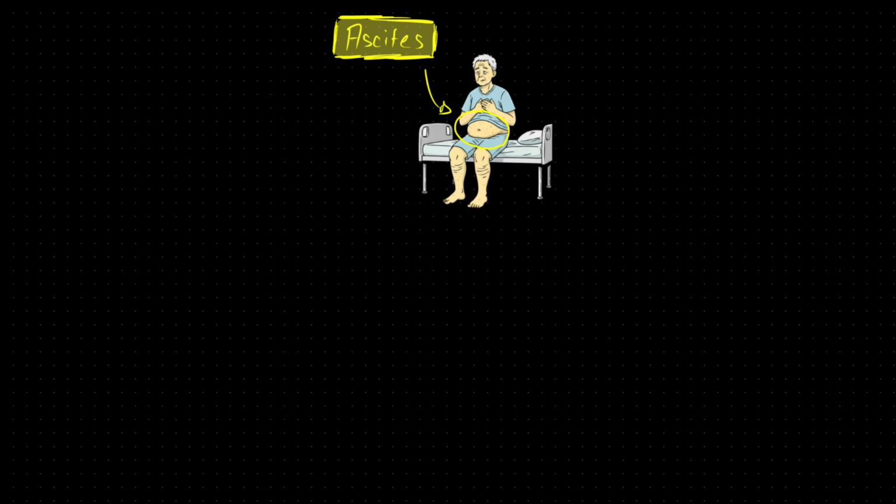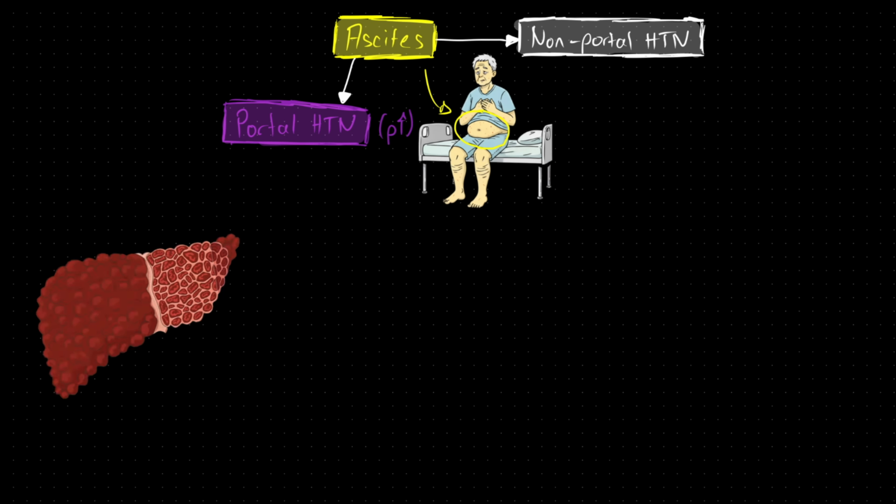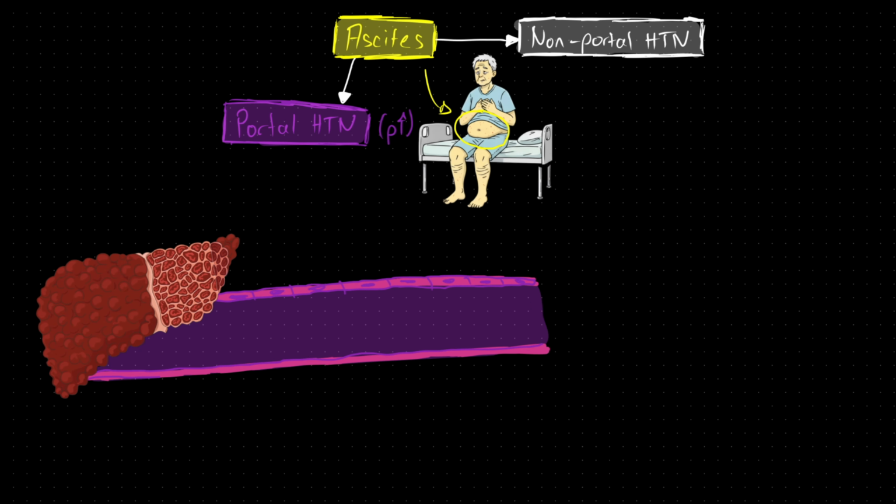First of all, we divide the causes into two main groups, those related to portal hypertension and those that are not. Portal hypertension simply means that there is too much blood volume and therefore high pressure in the portal vein. Here's the portal vein, and as you can see, it becomes enlarged and stretched. One of the most common reasons for that is liver cirrhosis.